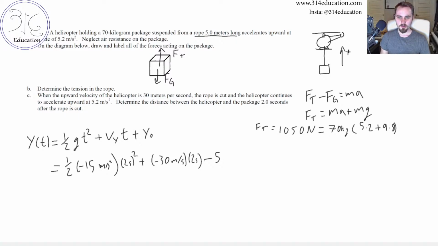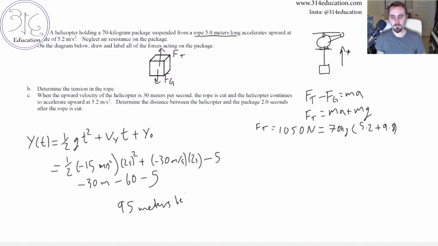Okay, so let's see what we can do without a calculator. 2 squared is 4, divided by 2 is 2 again, so we have negative 30 meters, minus 30 times 2 is 60, minus 5. This is going to be 95 meters below after the rope is cut. Cool. Again, nothing too challenging.